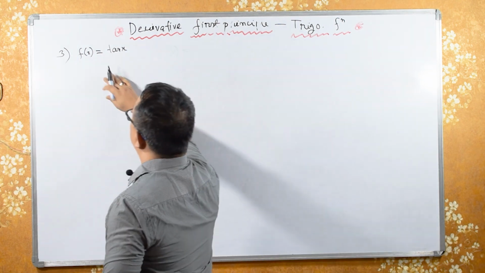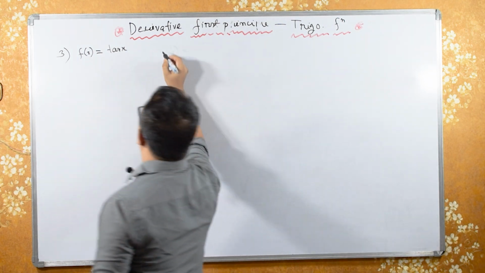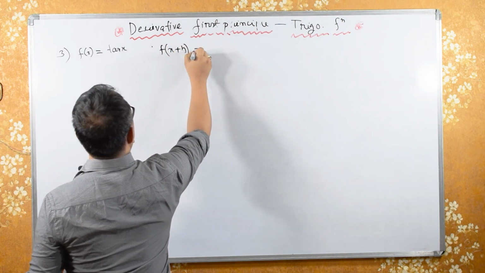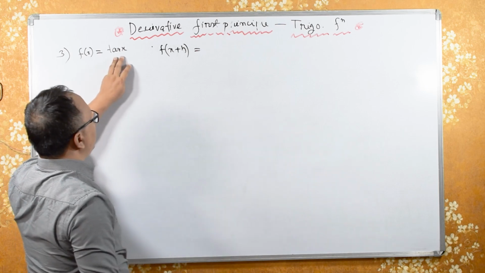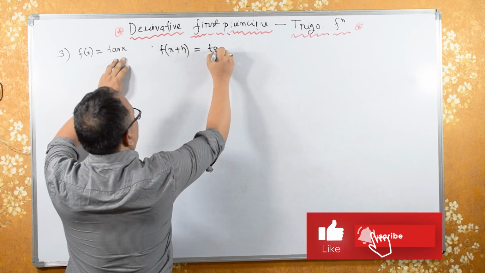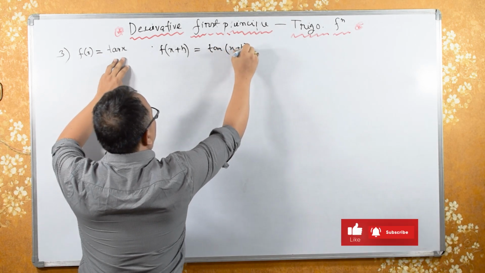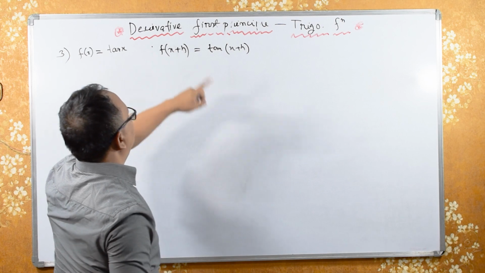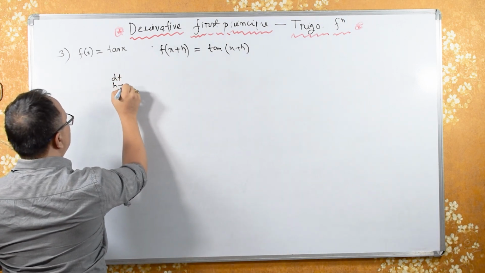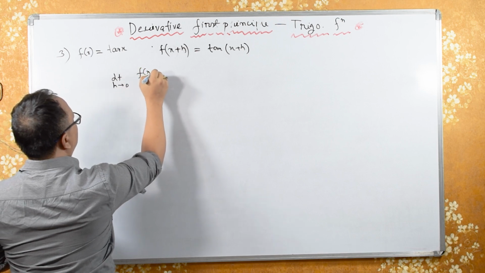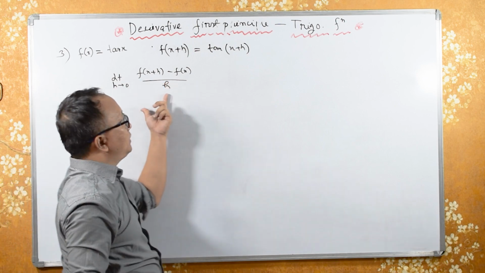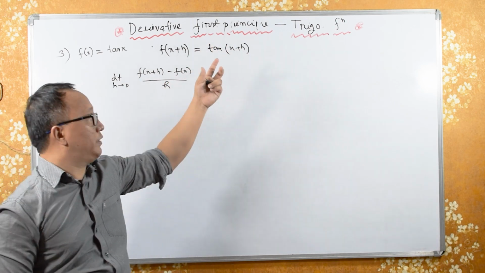Since f of x equals tan x, therefore f of x plus h will be what? Instead of x, we have to write x plus h. Therefore, this will be tan of x plus h. By first principle, what we have is limit of h tends to 0, f of x plus h minus f of x upon h. This is by first principle.